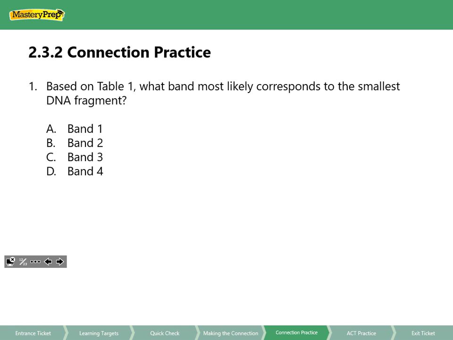So the top one, band 1, is faint blue, thin band. 2 is pink, thick band. 3 is dark blue, thick band. And 4 is faint blue, thin band. Well, which 2 are thin? 4. 1 and 4. So the correct answer is 1, or A, band 1. It will most likely correspond to the smallest DNA fragment. It's going to be number 1.